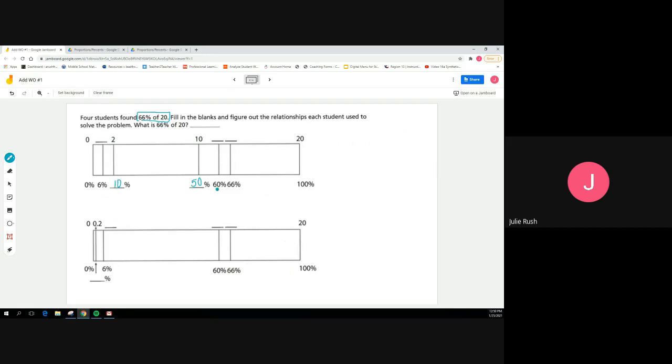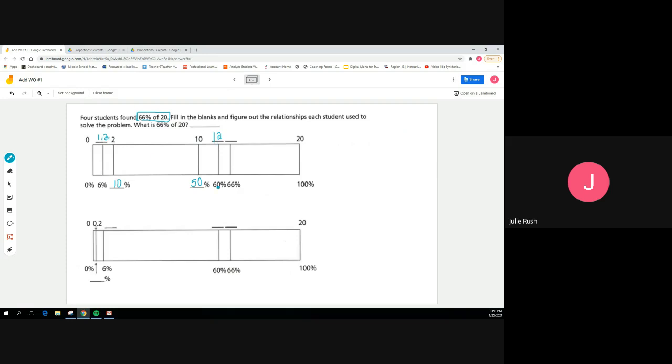6% we can find from the 60%. So if we add 10% and 50%, we get 60%. So 2 plus 10 gives us 12. Now we can divide by 10 to get to 6. So when we divide 12 by 10, we get 1.2. So 1.2 is our 6%.